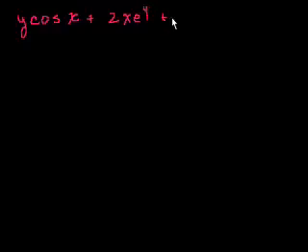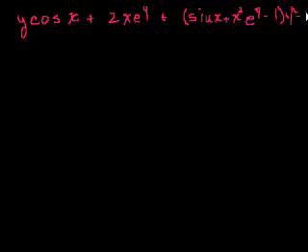Okay, I filled your brain with a bunch of partial derivatives and xi's with respect to x's and y's. I think now it's time to actually do it with a real differential equation and make things a little bit more concrete. So let's say I have the differential equation y cosine of x plus 2x e to the y plus sine of x plus, already running out of space, x squared e to the y minus 1 times y prime is equal to 0.